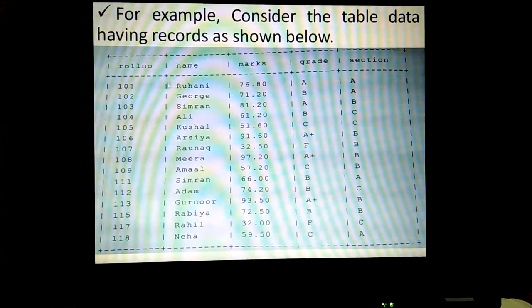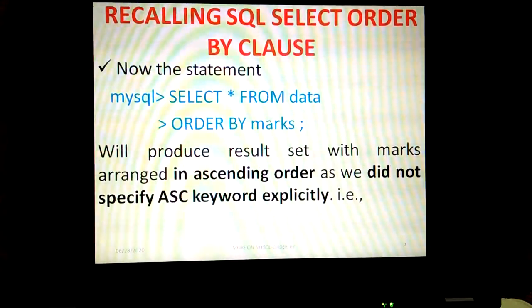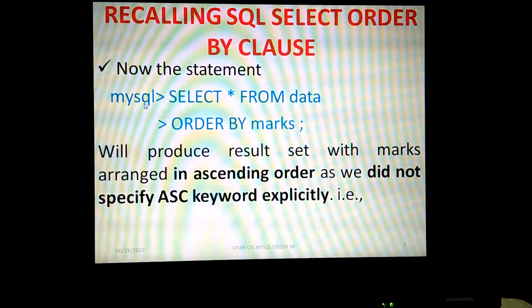See here, we can consider this table with 5 columns. The attribute or field names are roll number, name, marks, grade and section, and here we have around 15 tuples, that is 15 records. Now the statement we are going to apply in MySQL is select star from data, that means from the table named data we are going to select all the field names, then order by marks. So based on the marks we need to order.